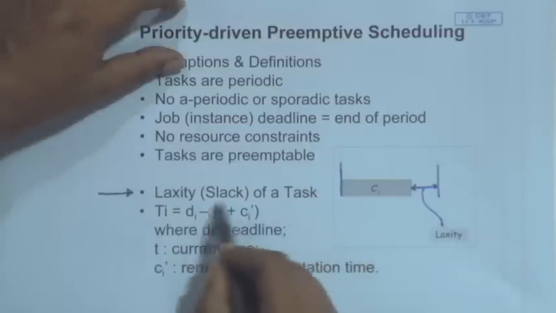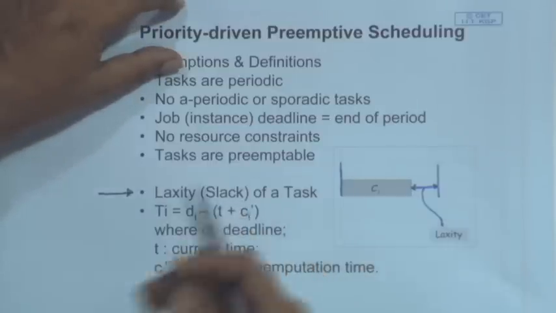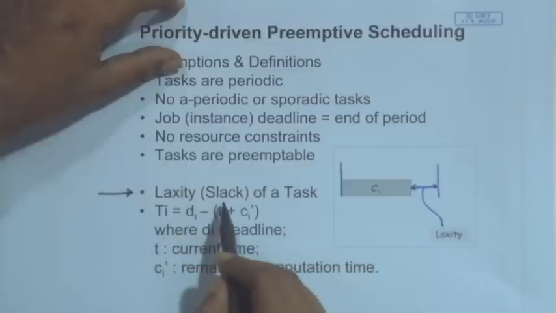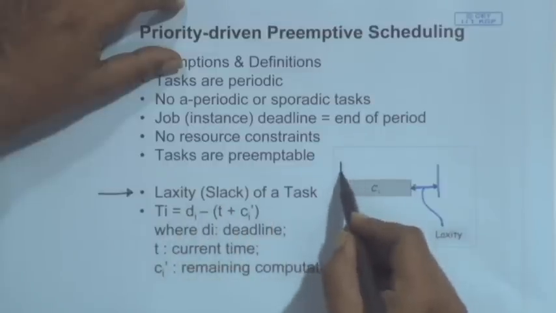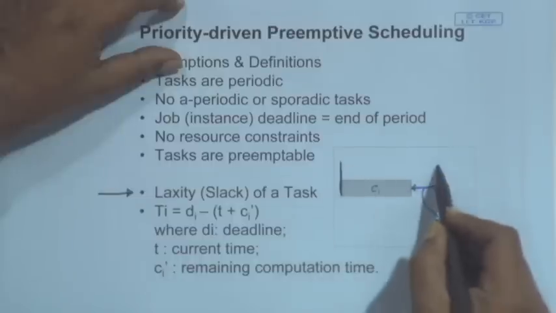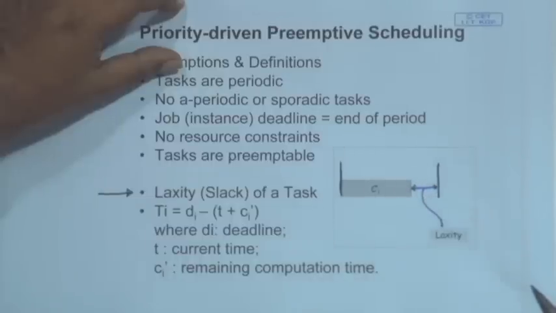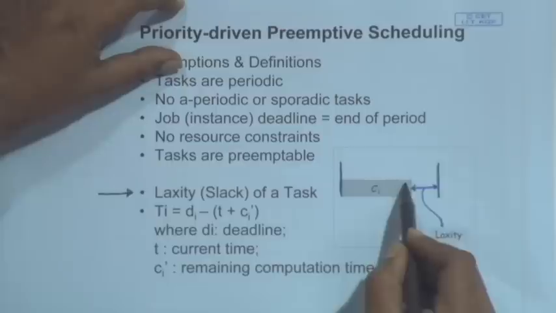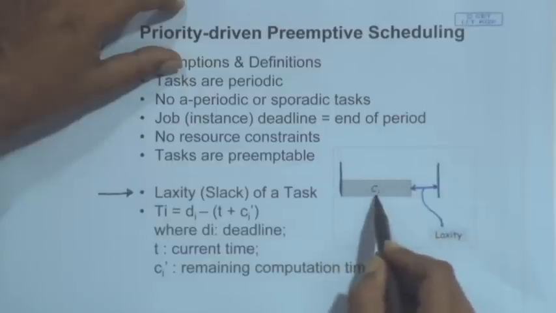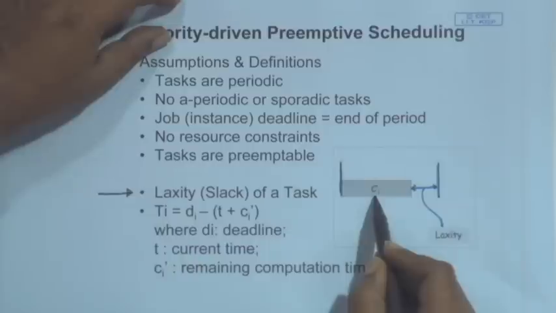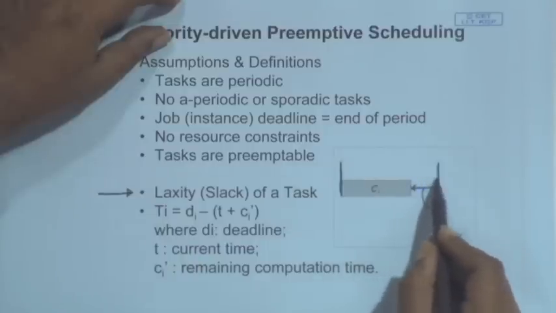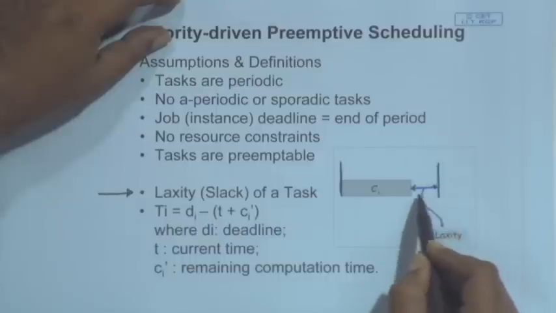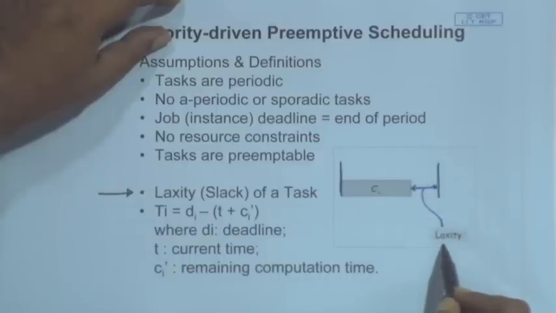Laxity, or slack, goes by two names: laxity or slack of a task. For example, suppose a task arrives here and the task deadline is here, and the task execution time, it finishes within this time. The CI is the execution time. Then this is the period that I have got at my disposal. This is known as laxity.